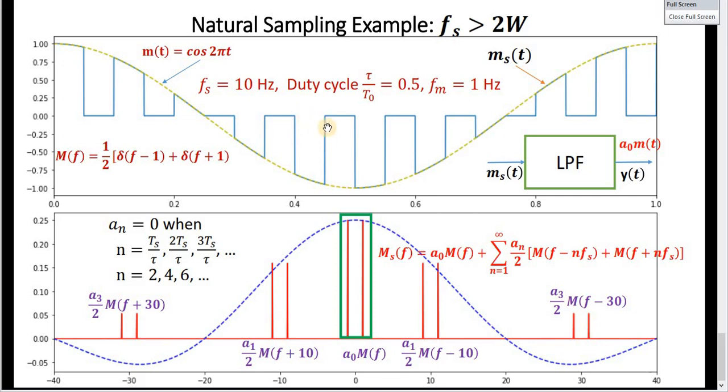So this is now our sampled signal. In the frequency domain, we see that the Fourier transform of the sampled signal will be shifted versions of the spectrum of the message M of t weighted by the appropriate Fourier coefficient. So in the frequency domain, the Fourier transform of the sampled signal, as we have seen before, equals A0 M of f plus summation from 1 to infinity of A sub n over 2 times M of f minus n Fs plus M of f plus n Fs. The spectrum of the message itself, of course, consists of two spectral lines at 1 and minus 1. This component, A0 M of f, is proportional to the message.